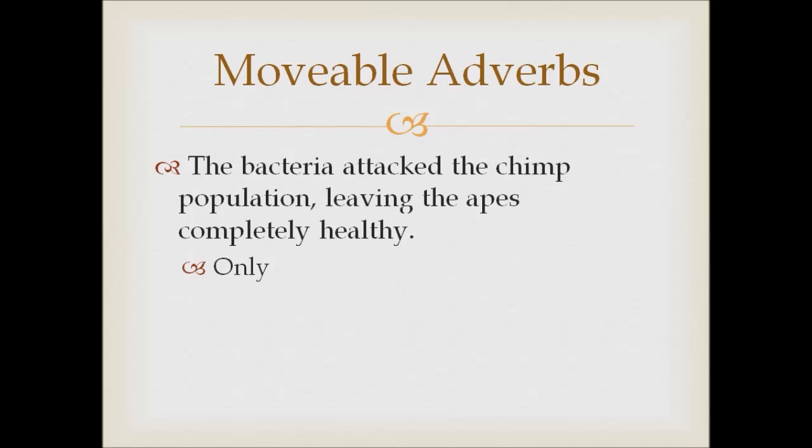Instead, the intention probably is that the bacteria attacked only the chimp population, not any other population. Not the ape population, not the gorilla population or what have you, only the chimp population. So that's probably the best place. If the bacteria attacked the chimps and the gorillas and the birds and the fish and left only the apes completely healthy, then we would put it there. So it's important to think about where those modifiers have to go.